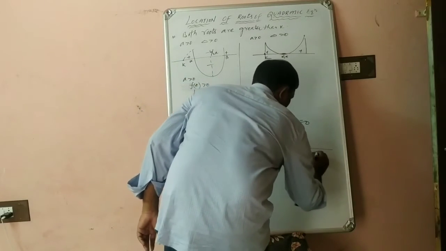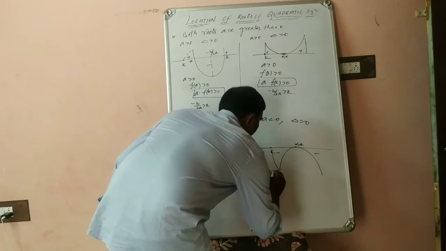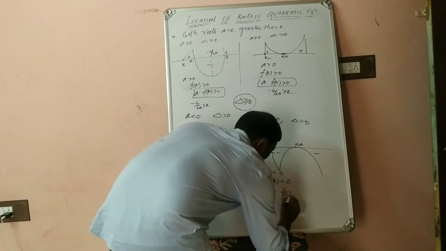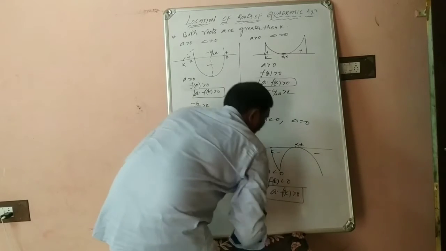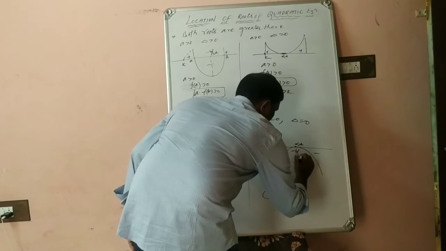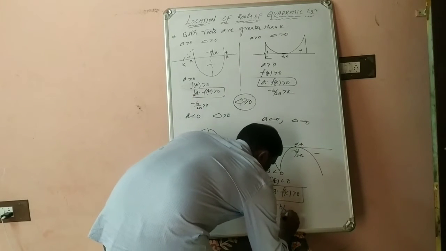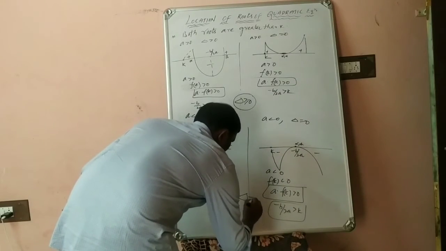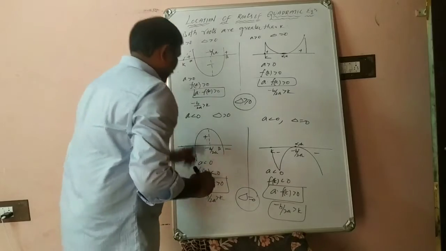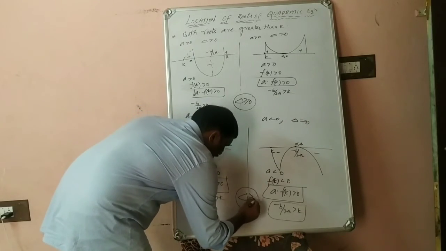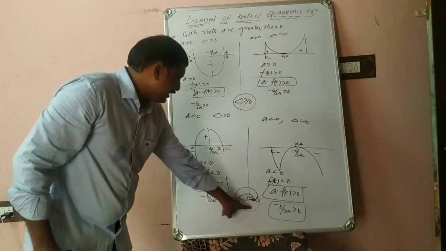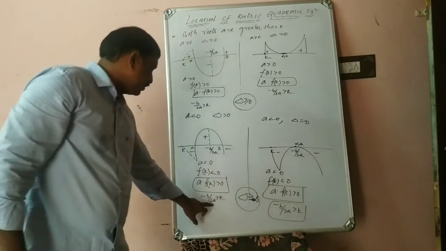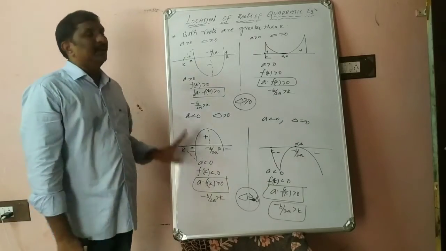So join with the parabola, negative. So a is negative, f of k is negative, so that a into f of k is positive. And what about here? Maximum or minimum at what point? Minus b by 2a is also greater than k. Here also we can conclude that delta is equal to 0 and delta greater than 0. So delta is greater than or equal to 0, a into f of k is greater than 0, and minus b by 2a is greater than k.